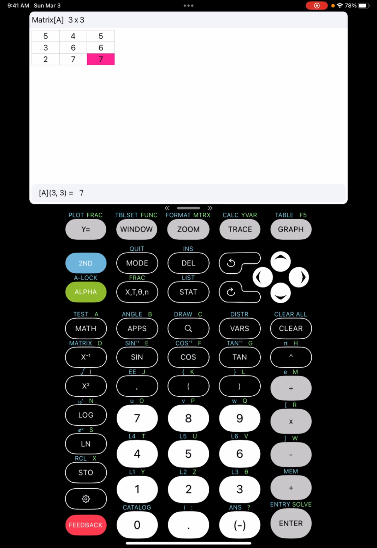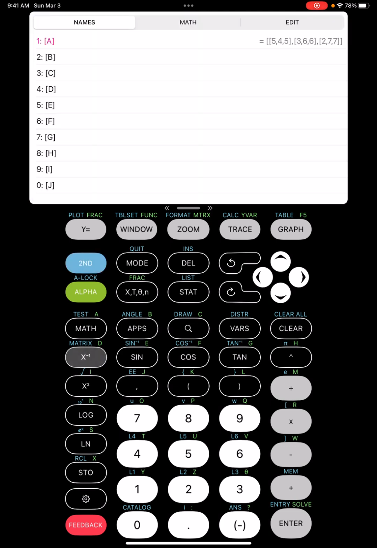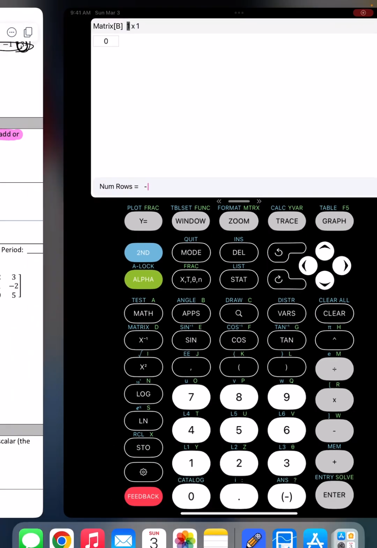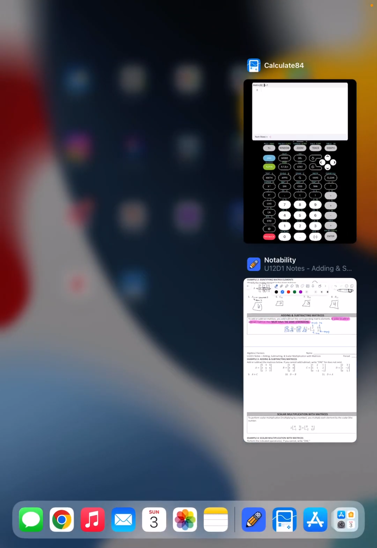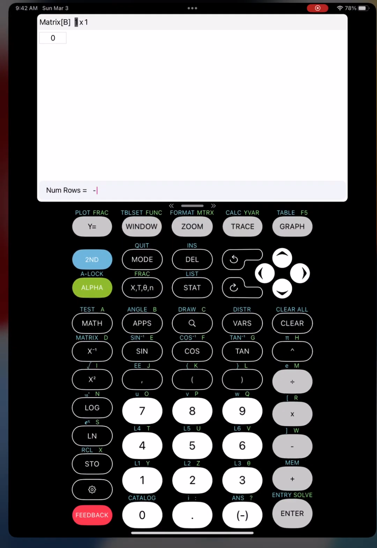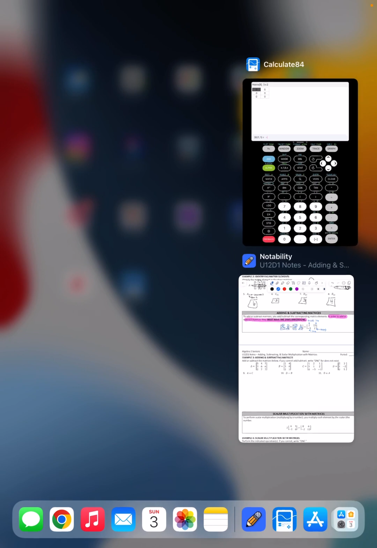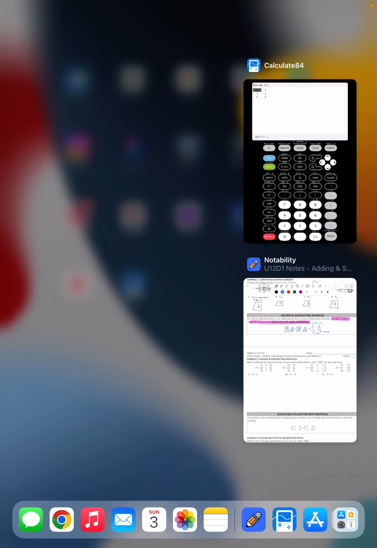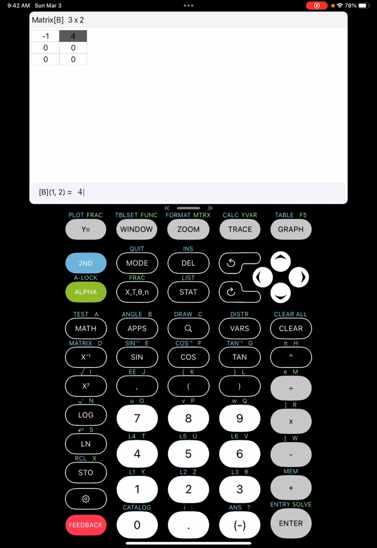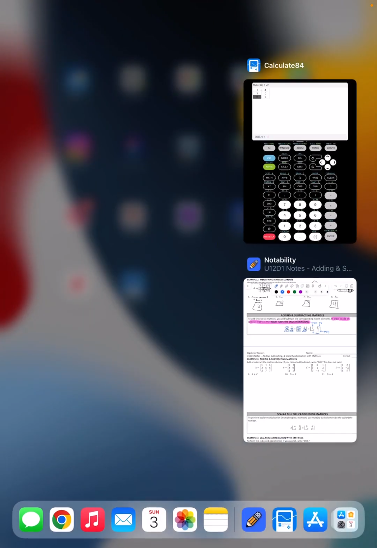If we go to second matrix and then again over to edit, we want to type in matrix B. Matrix B is a 3 by 2. So 3 by 2, and we're going 1, 4, 3, 0, 2, 1. Why does it keep giving me negative? 1, 4, 3, 3, 0, and then what was it? 2, 1.